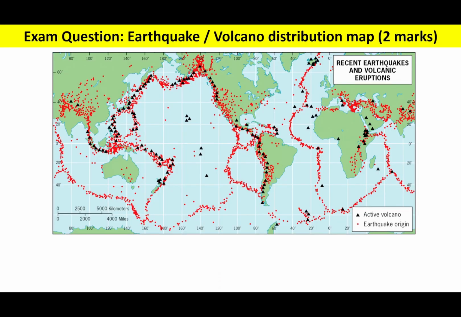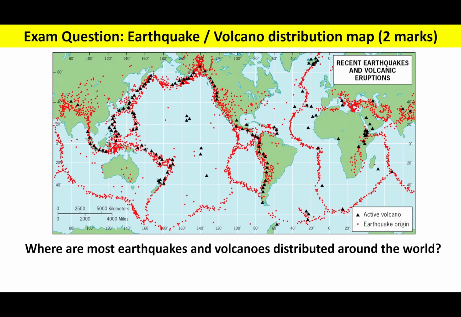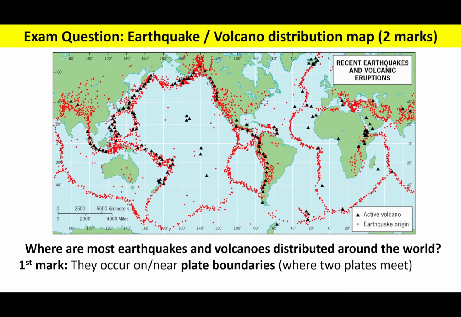Now, this is the important bit, an exam question. This most likely can come up. Most of the time it is always worth 2 marks. And the exam question is, where are most earthquakes and volcanoes distributed around the world? Now, to guarantee you those 2 marks, the first thing that you write is they occur on or near plate boundaries where 2 plates meet.